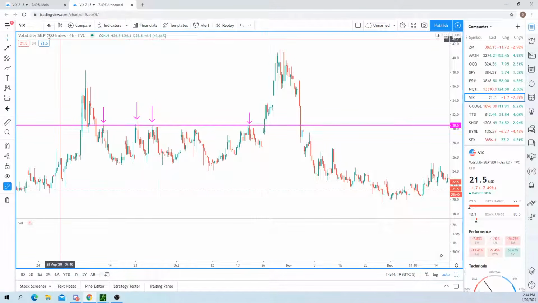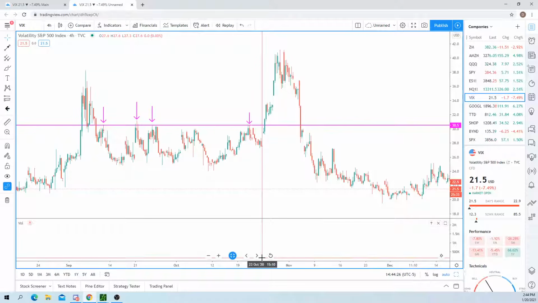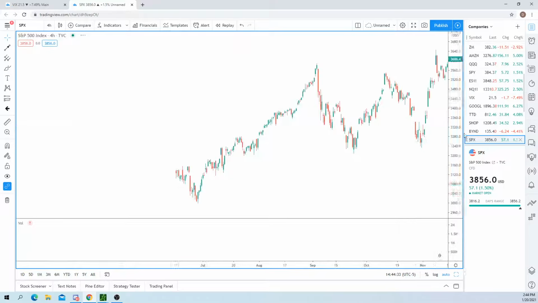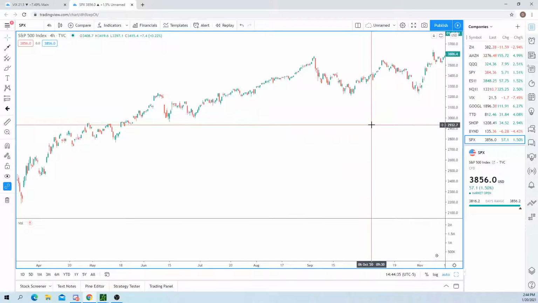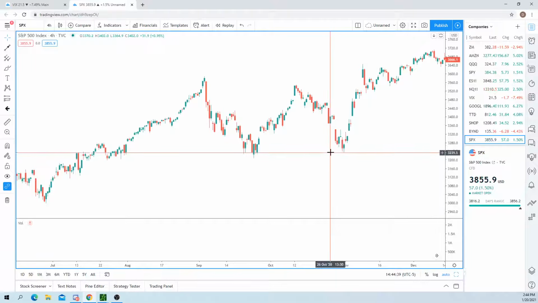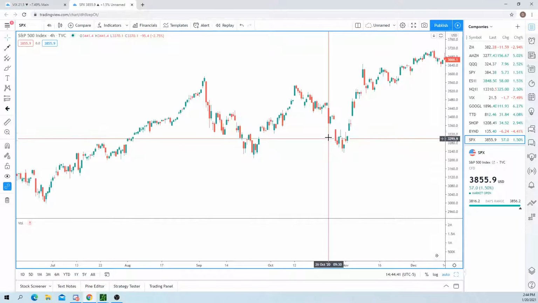This is a 4-hour chart for the VIX. This happened on October 26th, okay? You could see down here this timestamp, right? October 26th. I'm going to go to SPX, which is the S&P 500, and I'm going to go to October 26th, which is the same exact day. Right here, we can see October 26th. If you look down below, you'll see the timestamp of October 26th.